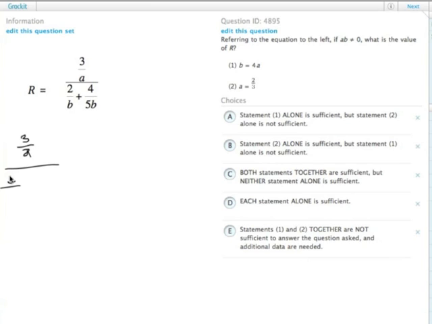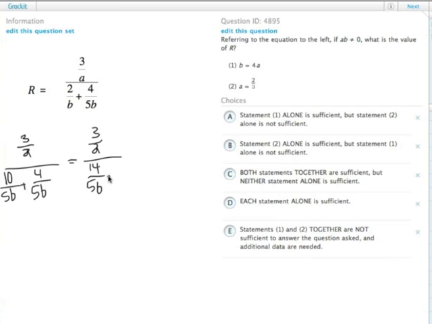So actually, get rid of that. If we convert 2 over b to something over 5b, we would multiply the numerator by 5 as well, and we'd have 10 plus 4 over 5b. That then becomes 3 over a over 14 over 5b.